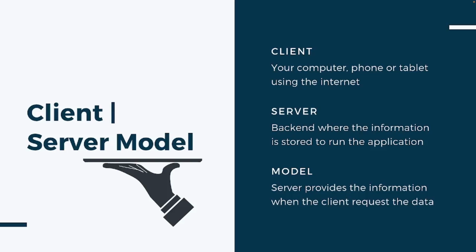So the client can be your computer, your phone, your tablet, using the internet, and the server is just the back end where the information is being stored to run the application, right? Whenever the client makes a request to that website, it goes to the server, retrieves the information from the server, and sends it back to you to show on the screen for you to be able to use the website. So that is the client-server model. The server provides the information when the client requests the data.